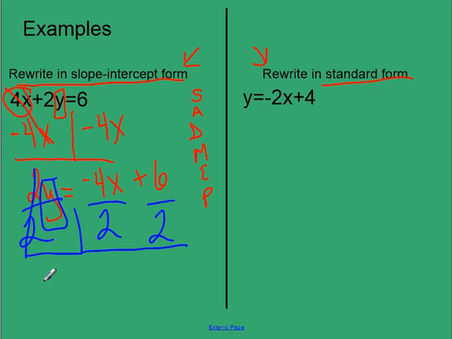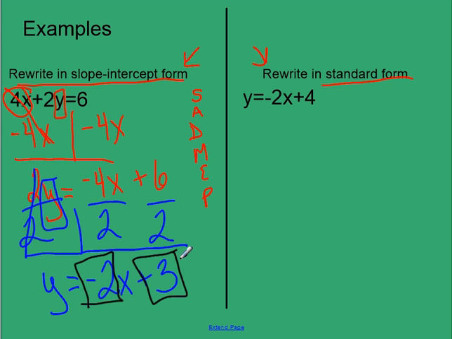My 2's are going to cancel, leaving me with y. Negative 4 divided by 2 is negative 2, and I'm going to bring my x down as well. And then 6 divided by 2 is 3. So I now have it in slope-intercept form. y equals negative 2x plus 3. Negative 2 is the slope, which describes the angle of my function if I graph it. And positive 3 tells me where my graph is going to cross the y-axis. Anyway, sorry. So now let's look at how we write something in slope-intercept form and change it to standard.